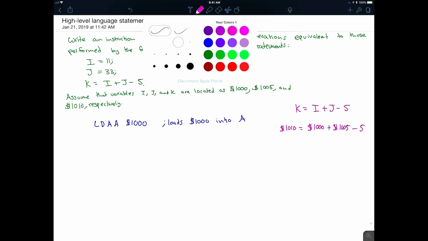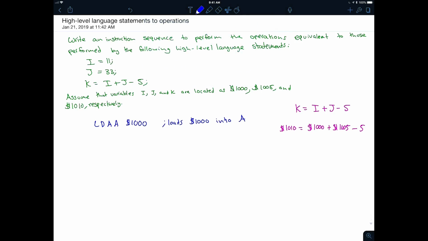Okay, so now my next line, I have this part loaded in. Now I need to add this to it. So I'm just going to do add, and right now we call this A, right? So we're going to do add A. We want to add this 1005 to it. So we're just going to do 1005, and this adds whatever is inside the 1005 to A.